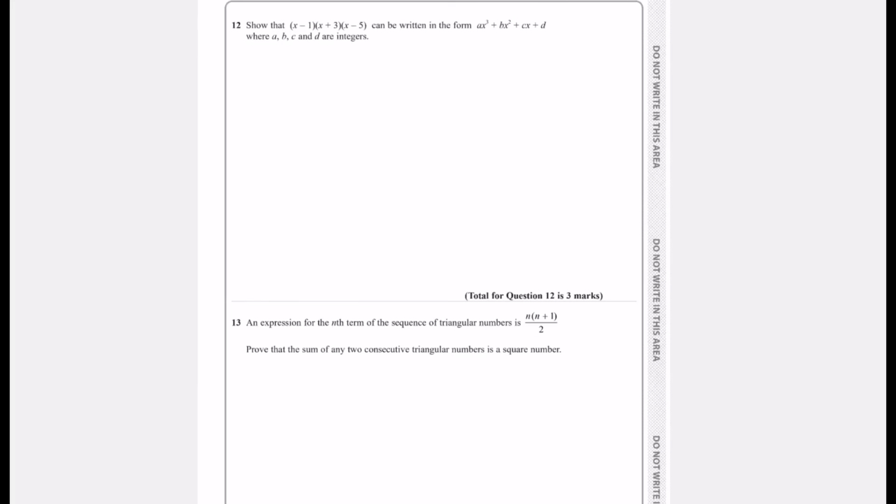Question 12. Show that x minus 1 times x plus 3 times x minus 5 can be written in the form, so expanded and simplified. So expanding triple brackets, we start by expanding just 2 of them. So let's expand the first 2. X times x is x squared. X times 3 is 3x.